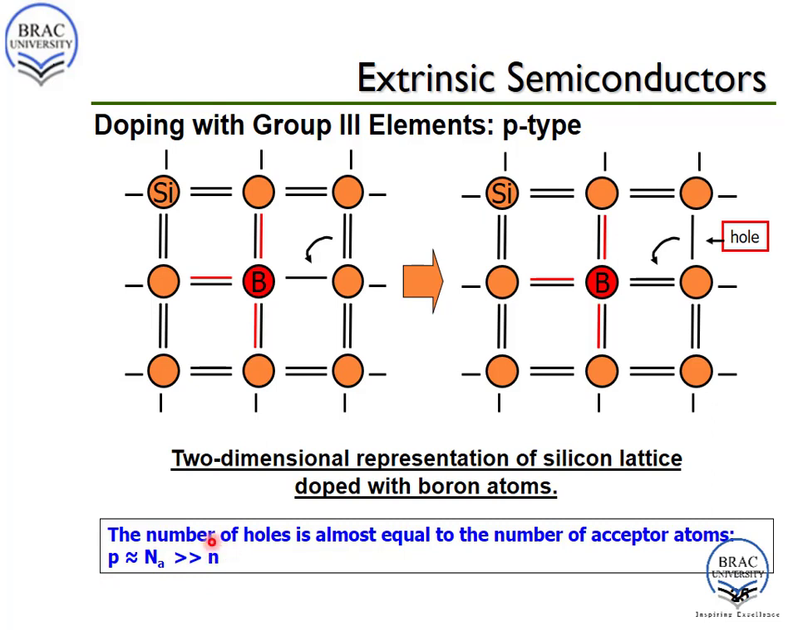Another thing to note here is the total hole concentration in the structure will be equal to the holes created due to the acceptor atoms and also the holes created due to thermal agitation. But as we have seen with the group 5 elements, the hole pairs generated due to thermal agitation are much fewer than the holes created due to acceptor atoms. So actually the total hole concentration P is almost equal to the hole concentration due to the acceptor atoms.